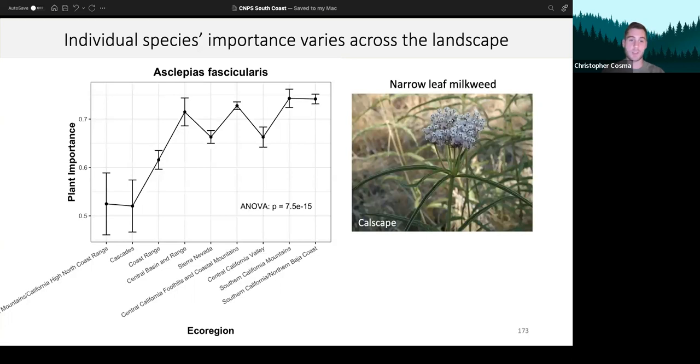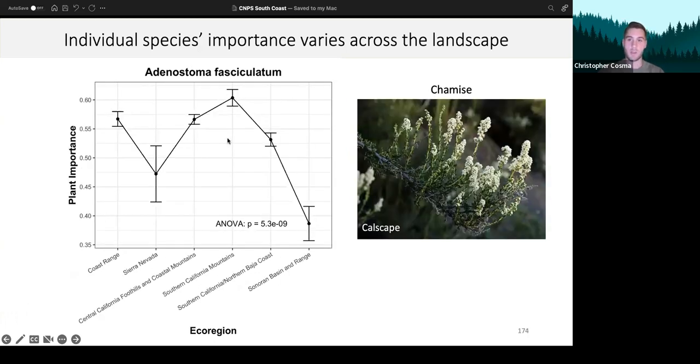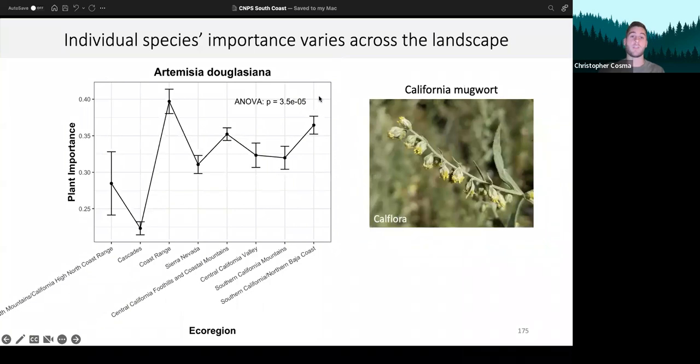And now this is the same thing, just for a different species, this time narrow leaf milkweed, one of our milkweed species, and we can see a slightly different pattern. This species becomes more important in the southern part of its range. And then we have yet another species, chamise, which gets less important in the more southerly ecoregions. And then again, a different pattern for California mugwort. So we can see that each plant varies in importance across the landscape, and each different species has a slightly different pattern of where it's more important and where it's less important.